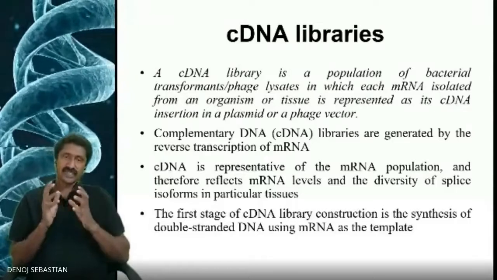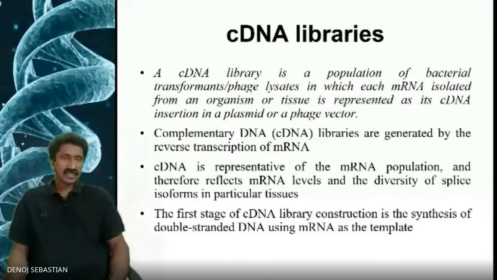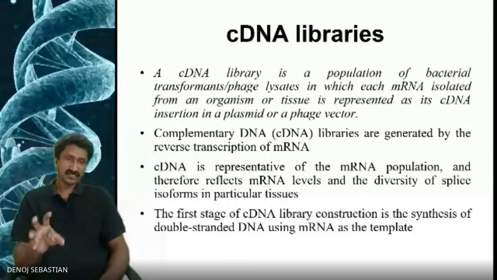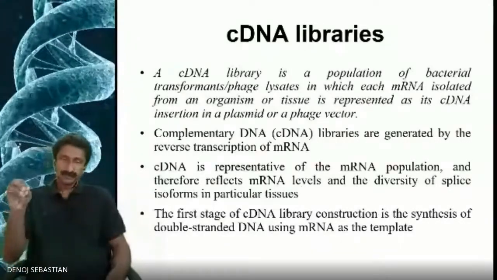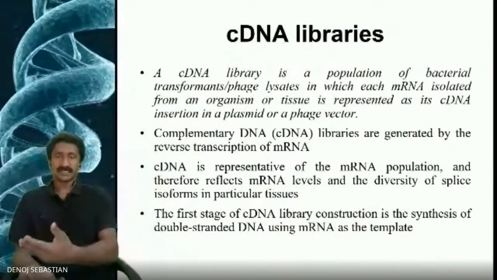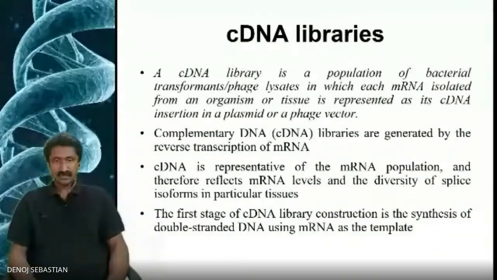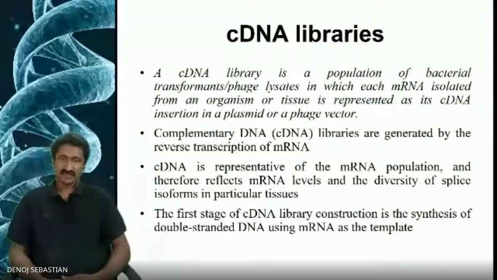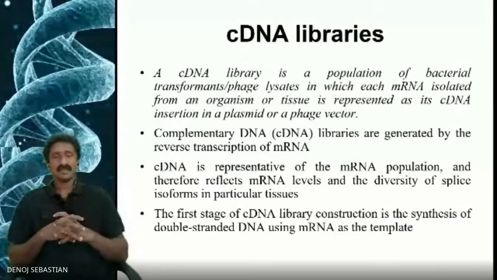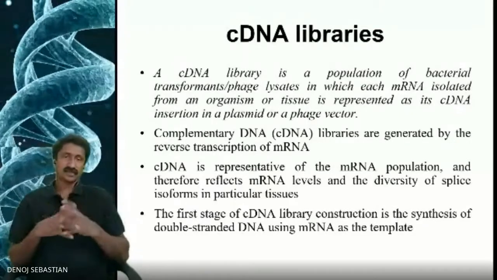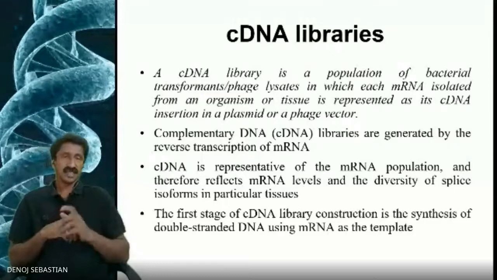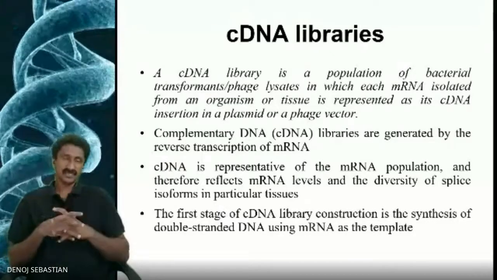So the cDNA is a representative of that mRNA population, and that is specific for that particular cell type under a particular set of conditions. Even the expression conditions are important. For example, the same bacterial population of E. coli will have a particular set of mRNAs produced in the presence of lactose or in the absence of lactose, because we know the expression of the lac operon proteins shows differential expression. So based on the environmental stimulus, nutrient availability or other factors, the mRNA population coded from that cell type will vary. That's why we say that the cDNA is a representative of the mRNA population, which reflects the mRNA levels and the diversity of the splice isoforms in every particular cell type.